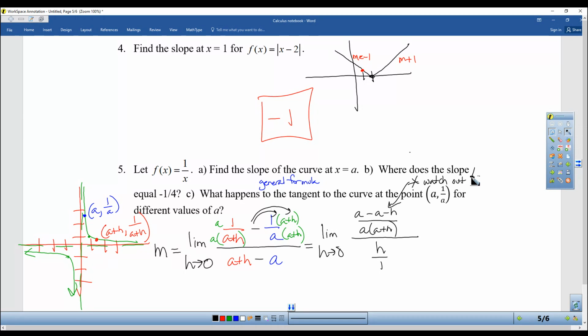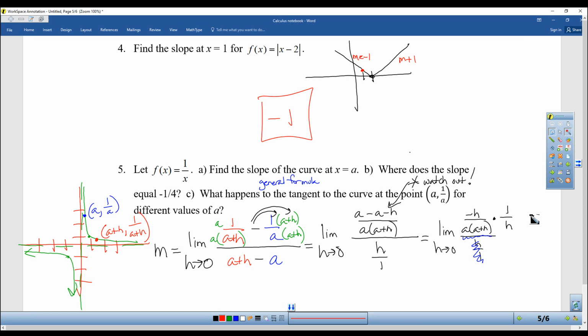Watch out. So this becomes, don't forget to rewrite the word limit. I'm going to be looking for that. Negative h over a times a plus h over h over 1. Keep, change from division to multiplication, and flip. Or just flip and multiply. So this is gone, and this is gone because we changed it.